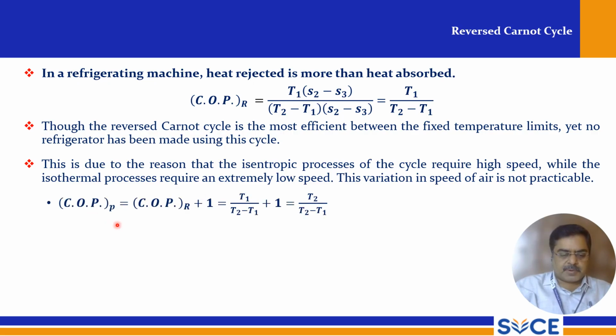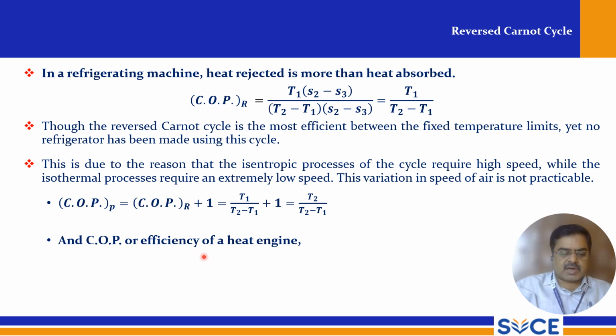COP of pump equals COP of R plus 1. So the coefficient of performance of the pump is always higher than the COP of the refrigerator, so 1 should be added. So here, T1 by (T2 minus T1) plus 1 equals, solving this, T2 divided by (T2 minus T1).